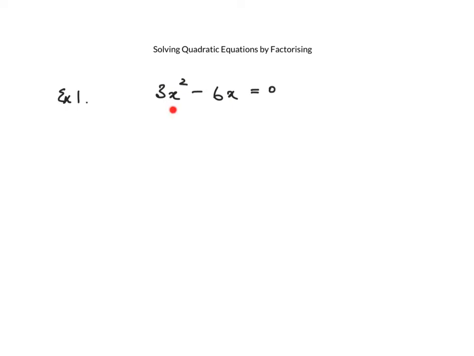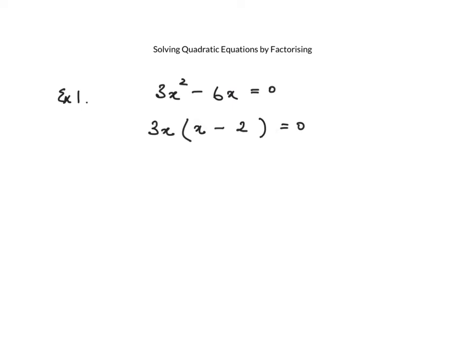So what do we have here? We have two terms and 3x is common to both terms. So I'm going to take out 3x as a common factor. Now 3x times what would give me 3x squared? 3x times what? Well, this must be an x here. The sign is not going to change. And what do I multiply 3x by to get 6x? I'll multiply by 2. So I've factorised by taking out a common factor.